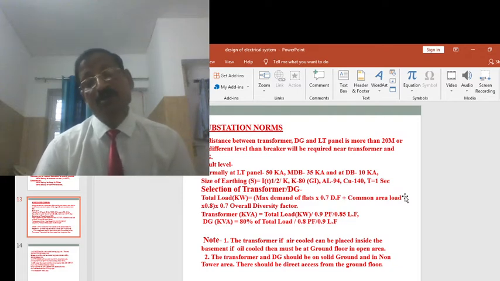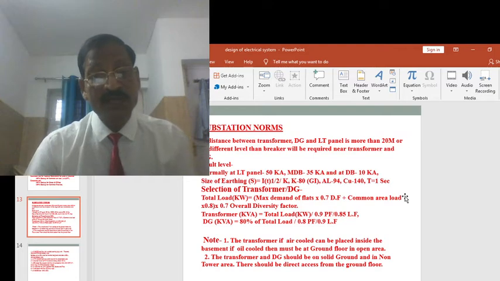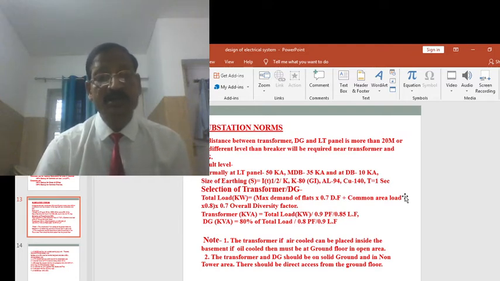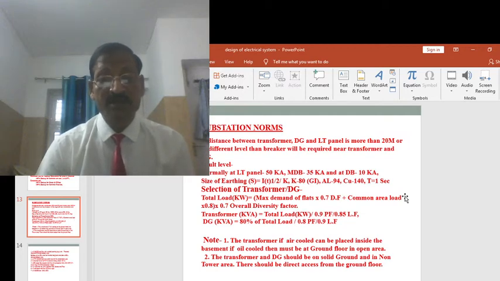Fault level. For designing the electrical panels and breakers, we have to first calculate the fault level. Normally for LT panels, it is 50 kA, 50 kilo ampere current. The LT panel can withstand up to 50 kilo ampere in case of fault. MDB, main distribution board, is 35 kilo ampere, and DB, distribution board, is 10 kilo ampere.